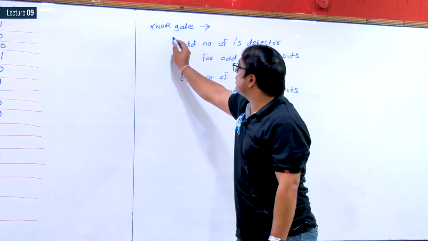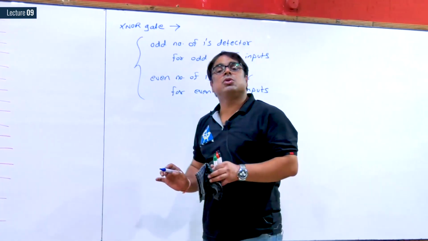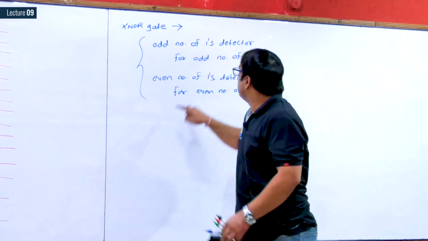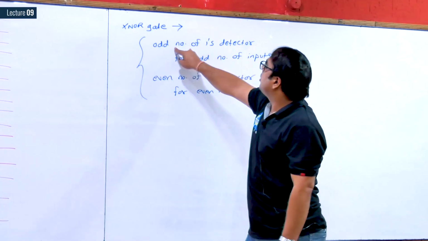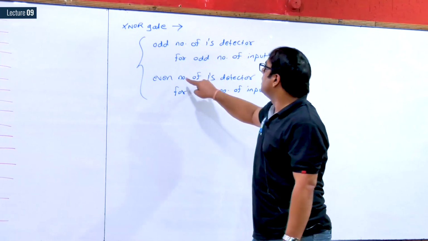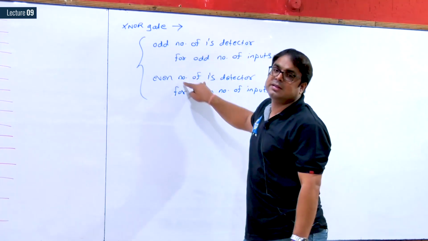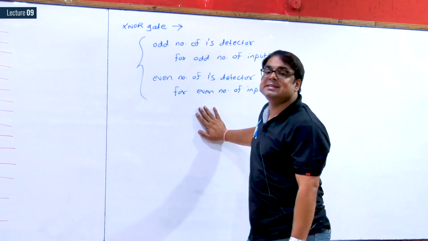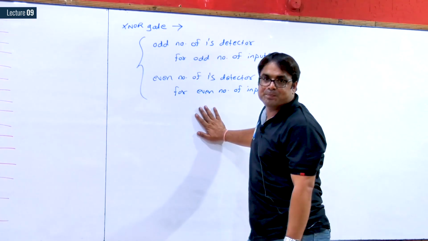So, it is conditional, and that is also very easy to remember. Odd number of inputs, odd number of ones detector; even number of inputs, even number of ones detector. It is very easy to remember.